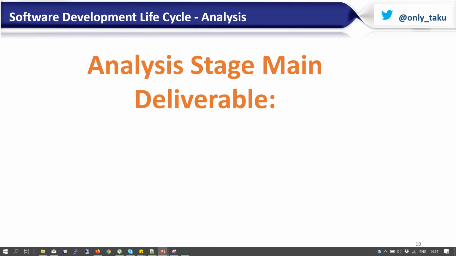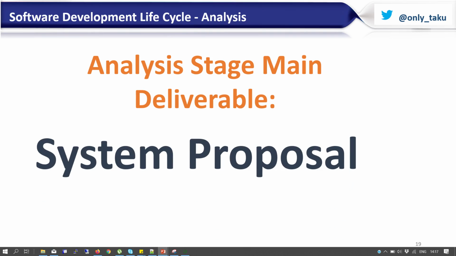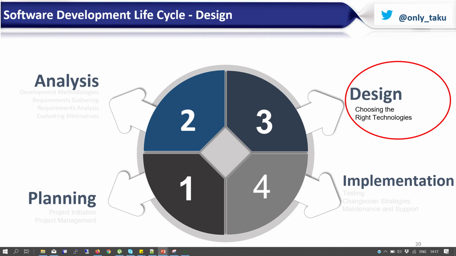So once you've finished the analysis stage, the main deliverable or the main product of this stage will be the system proposal, which will now show that given this problem and these requirements that we've gathered, after analyzing them, we have realized that this is probably the system that we can develop. This is the possible solution that we can use. And once you have that system proposal, then you move to the design stage.